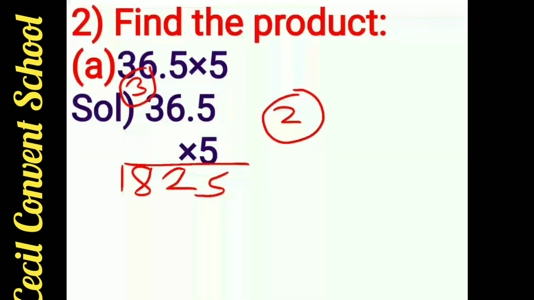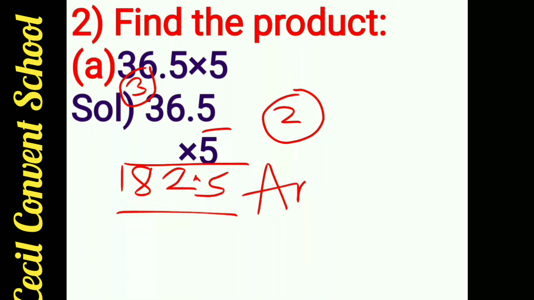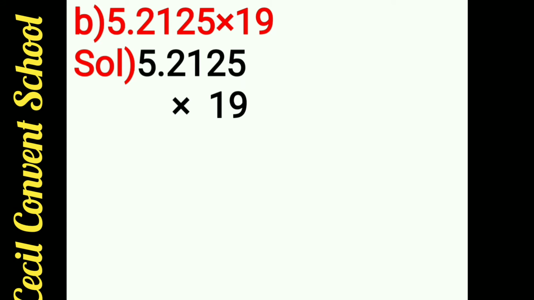Now we will see how many decimal places there are. The first has only 1 and the second has none. So the decimal will come after 1 place, and you always count from the back side. So it comes after the 5. So this is your answer. Clear? Now we do B part.